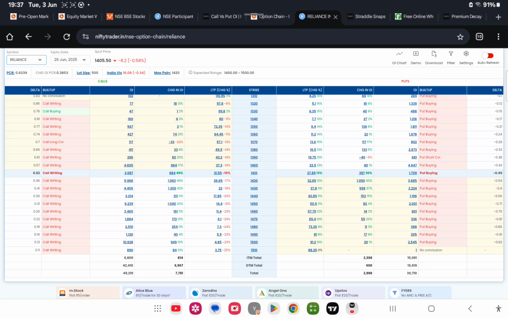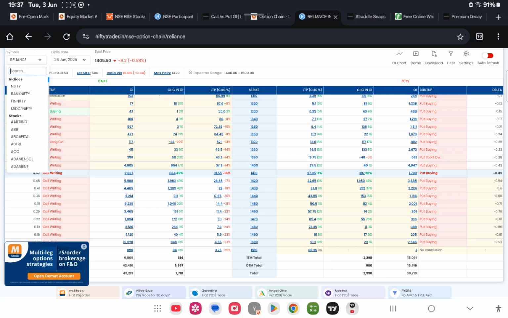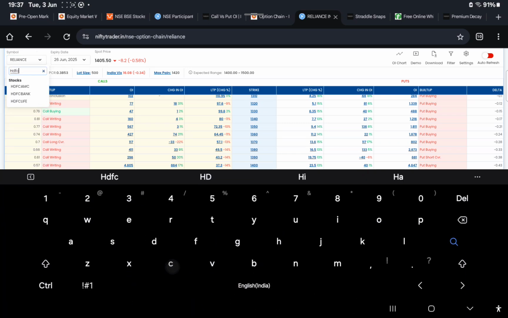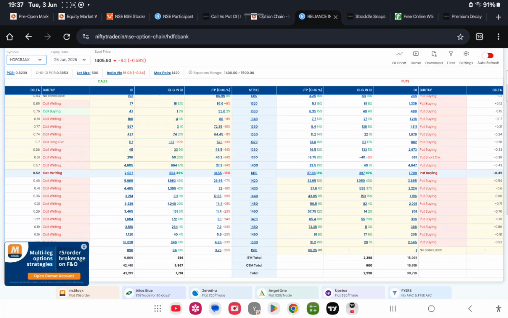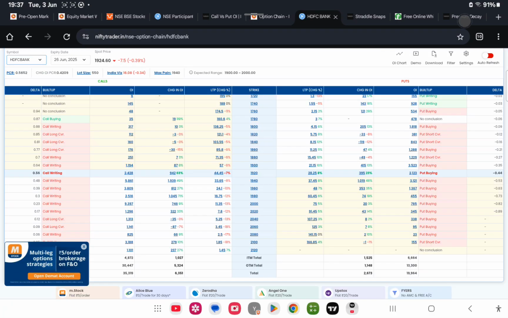42,000, which is definitely greater than 15. So clearly call writing has been added here in the close range of 40M. And check HDFC Bank. So this is HDFC Bank, and then when you check HDFC Bank, put writing and call writing. So clearly call writing is strong here. You see here 30 versus 13. So heavy call writing has been put.